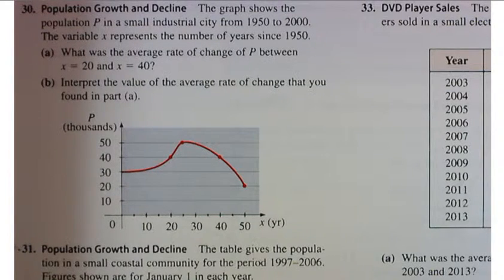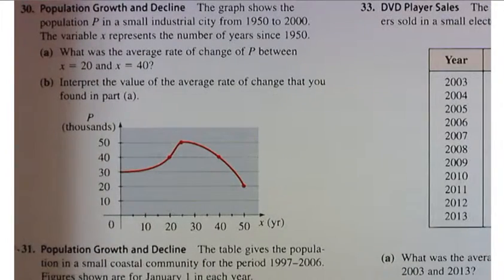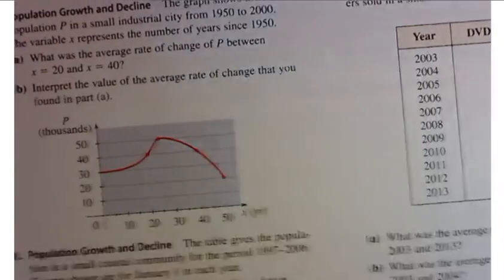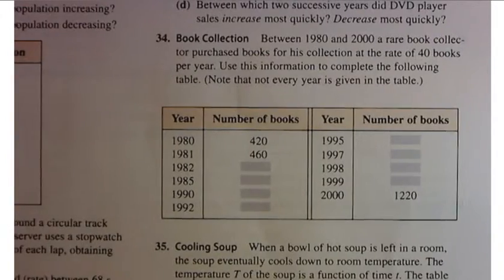Let's take a look at problem number 32. Here they're giving you kind of an incomplete table of number of books in somebody's collection. So between 1980 and 2000, the rare book collection, etc. He adds to his collection at the rate of 40 books a year. Use the information to complete the following table.